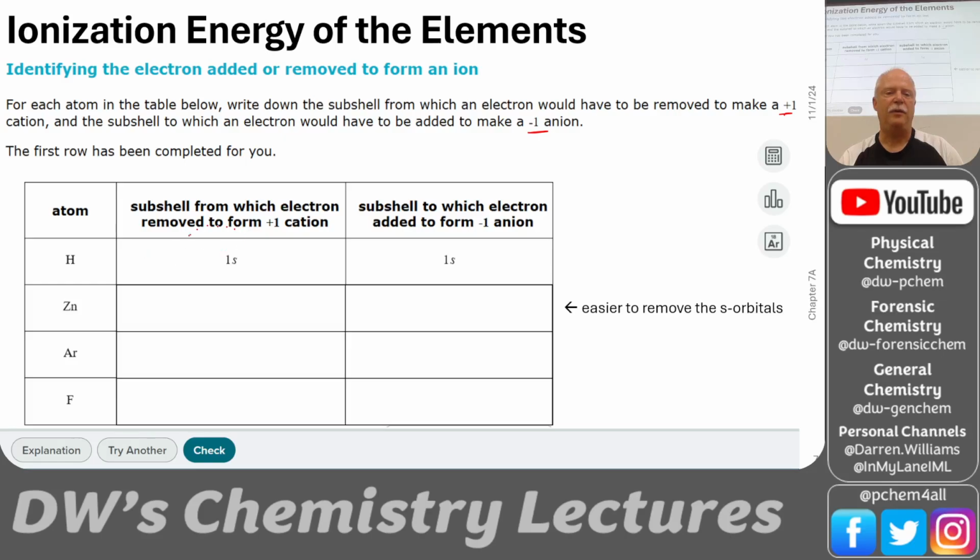The H atom, if we were to make a cation, we'd be pulling an electron from a 1s. And if we were adding an electron, find H up there on the periodic table, it has still another slot in the 1s. So it can go up to 1s2. It's 1s1. If we were to make an anion, that extra electron would go into the 1s as well.